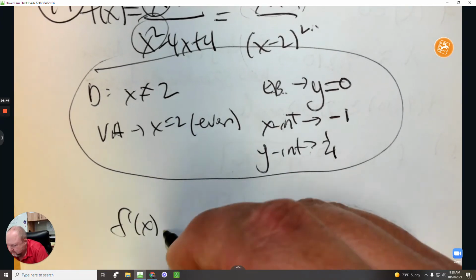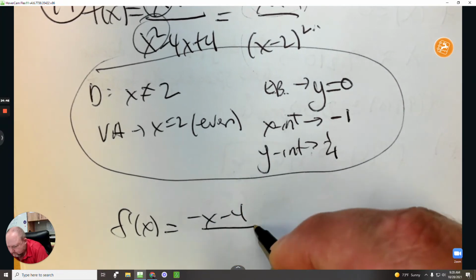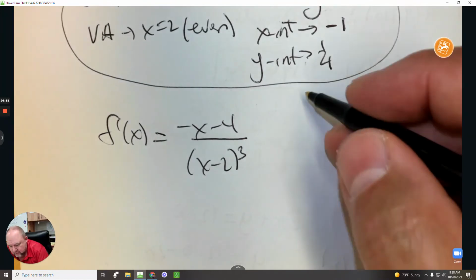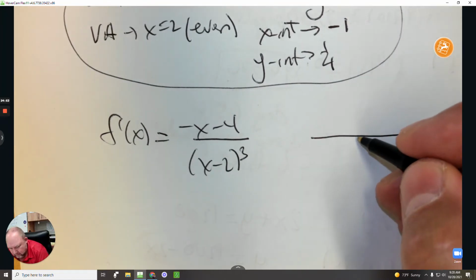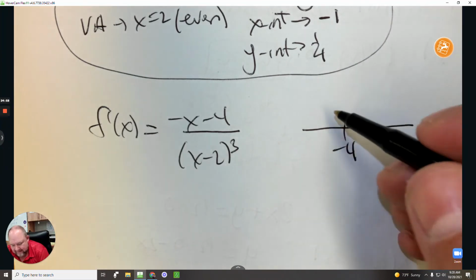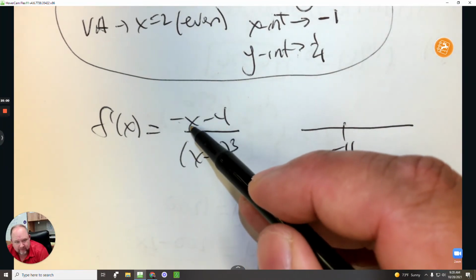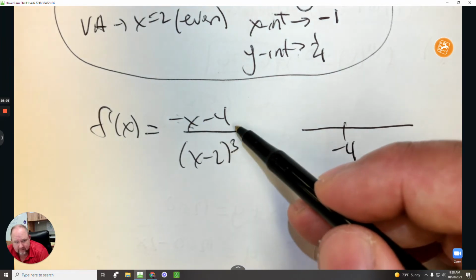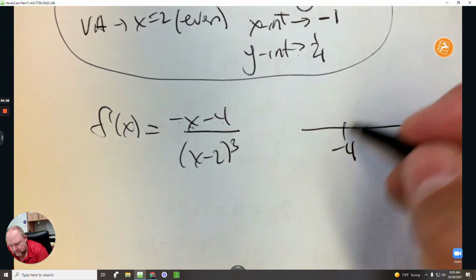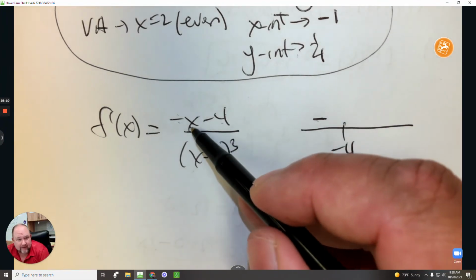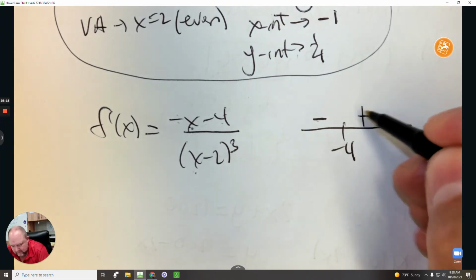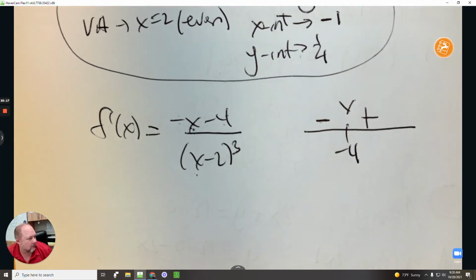So now if I wrote down the derivative, if I look at the numerator, we have a critical number at -4. That makes the top 0. If I plug in -5, a negative times a negative is +5, take away 4, so it's a positive over a negative, which is negative. If I plug in negative 3, it's a negative over a negative, which is positive. So that's a minimum at negative 4.